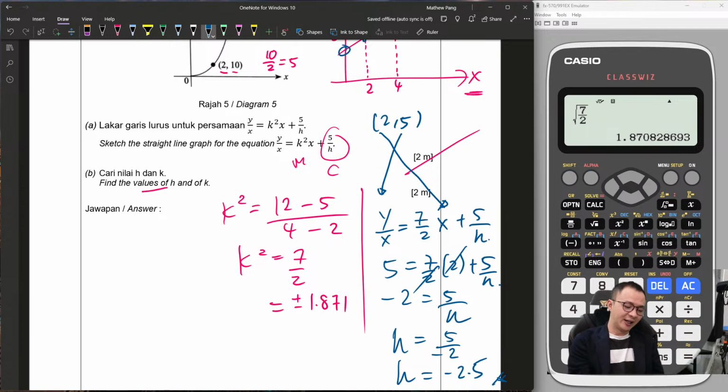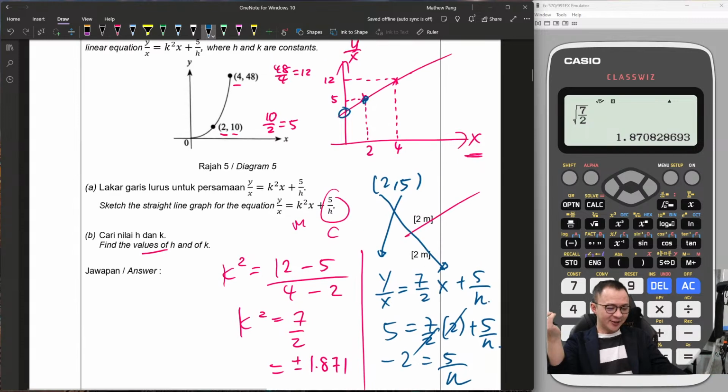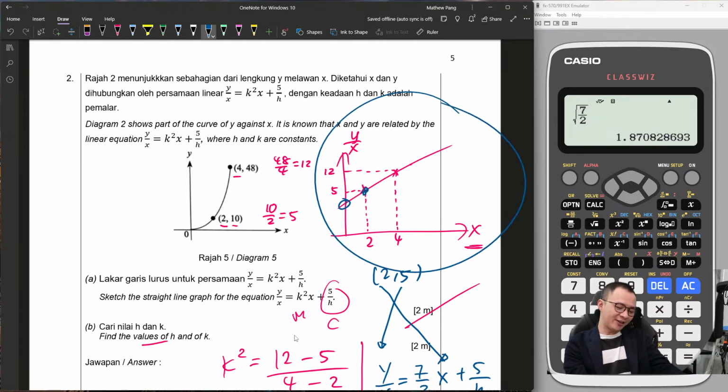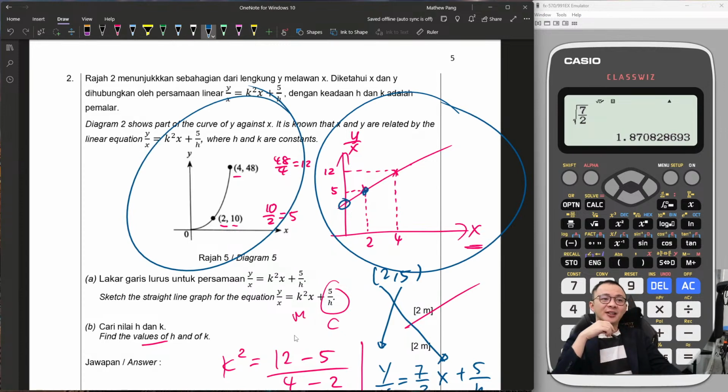Done. Yeah, quite a lot of work for 2 marks. Okay, but if you get the idea, this one shouldn't be too surprising for you, isn't it? This is basically how we do the linear law, how we draw the straight line graph from the curve. Okay, cool.